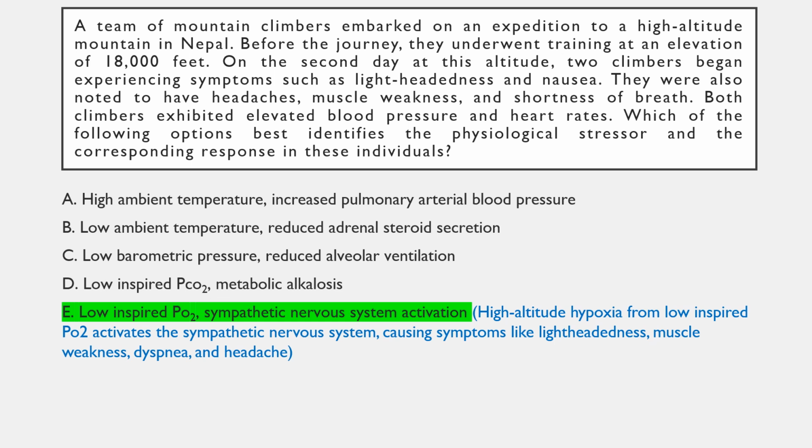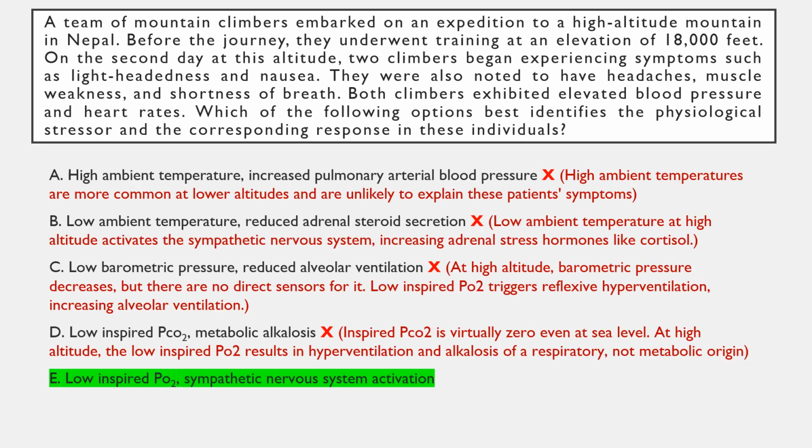The correct answer is E. Hypoxia occurs at high altitude due to low inspired oxygen levels. The significant stress of this hypoxia activates the sympathetic nervous system, leading to symptoms including lightheadedness, muscle weakness, dyspnea, and headache. Let's have a look at why the other options are incorrect.